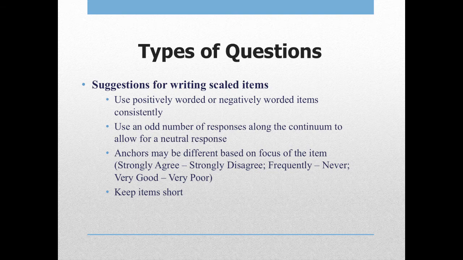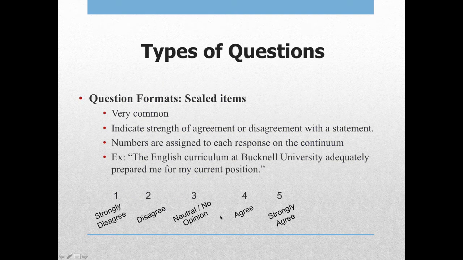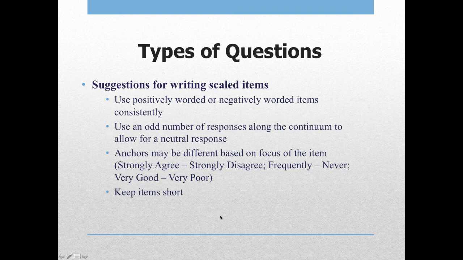Also, your anchors may be different. Your anchors are these things: strongly agree, disagree. You may word them according to the question. So you would never ask, how often do you X? And then have it be strongly agree to strongly disagree, and you would think, wow, that's really awkward. So you can use frequently to never, very good to very poor, and make up some words there in the middle. But you do want to keep your items short, because the longer your sentence, the more complicated it typically becomes and the more likely people are to get it wrong. So try to keep it short.